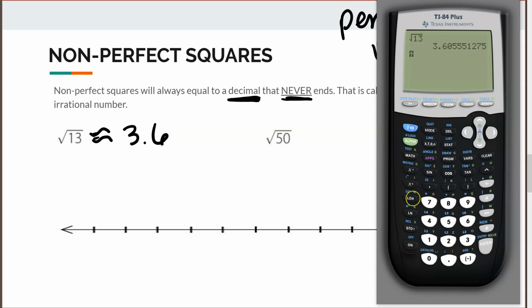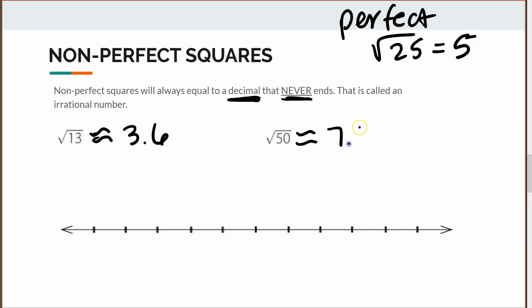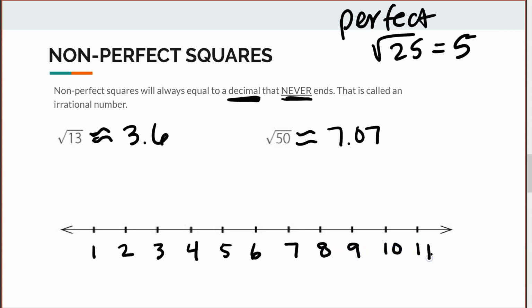Okay, let's do square root of 50. Square root of 50 is approximately 7.07. Now, miss, why do you have a number line? Well, you will have questions where you have to convert these, figure out the square root, and you have to place them into a number line. So the way that works is, so let me go ahead and put these numbers. And so for example, square root of 25 right here, square root of 25 is 5.